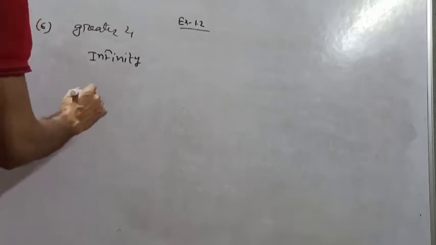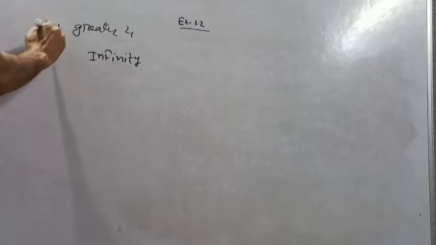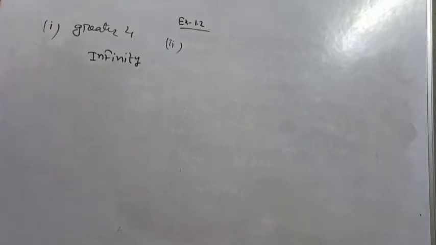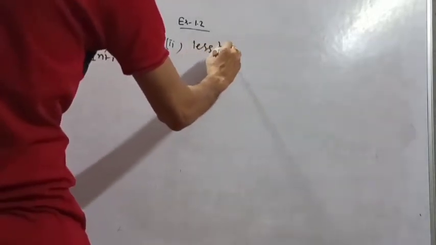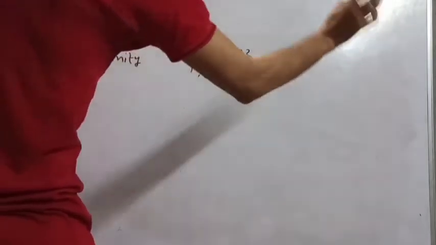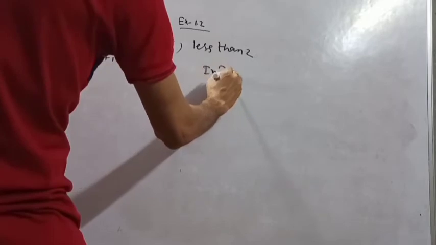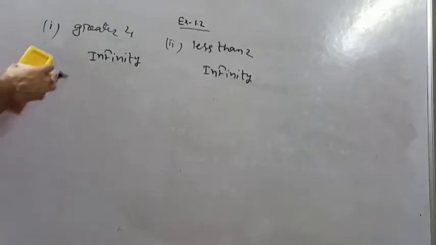Again, less than 2. This is question number 7. Greater than 4 is infinity, because you can say 4, 5, 6, 7, 100, 200, 300, 400 crore, 1000 crore to 10,000 lakh crore. It is unstoppable, so infinity. Similarly, less than 2 means 1, 0, minus 1, so negative values also. So it is also infinity. Both infinity.